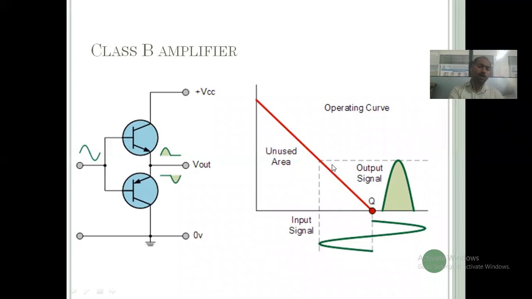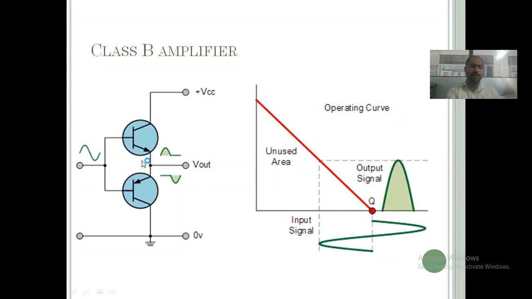But this happens in the case of the positive half cycle. For the negative half cycle, we have biased the second transistor such that it works in the negative half cycle. So the upper transistor handles the positive and the lower handles the negative, and both half cycles should come across the output. This happens theoretically, but it does not happen in practice.